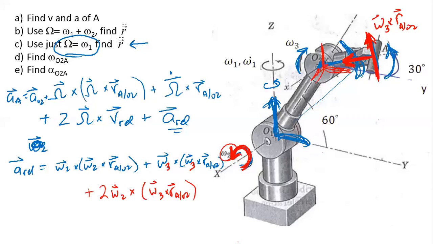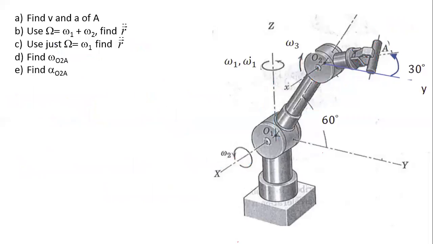Okay. So what are they trying to say with D and E, where they're trying to find omega O2A? Oh, that's just saying what is the overall angular velocity of this link right here. So what is the overall angular velocity of that link?